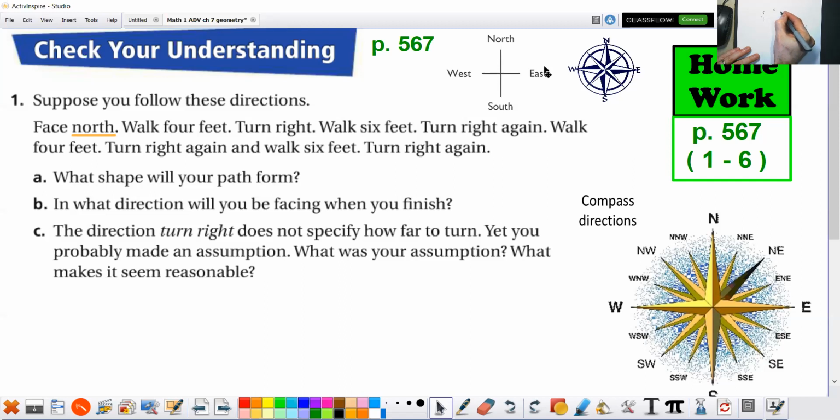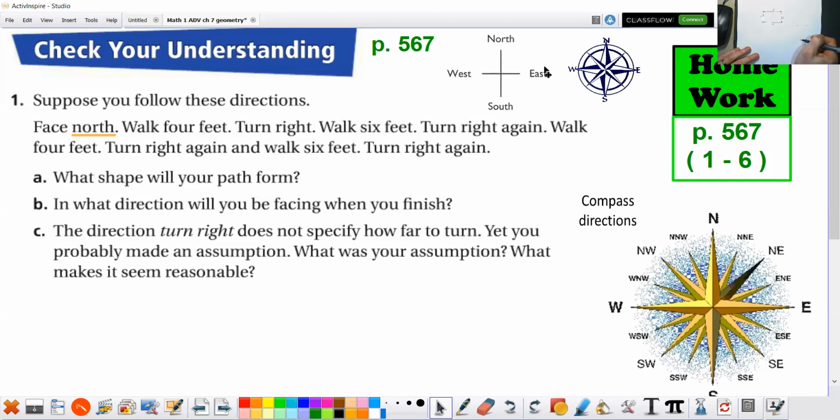Now think about if you're in a car and you turn right. It's this way. Go 4 feet. Turn right again. Walk 6 feet. Turn right again. Okay, I already did that. Turn right again, walk 6 feet. Turn right again. Whoop. That's that last turn. What shape will your path form?